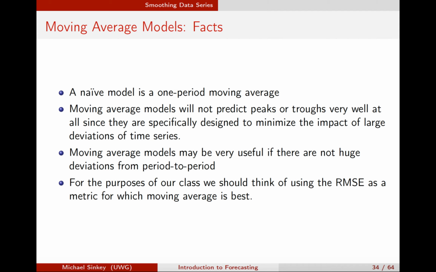And that may be useful if there are not huge deviations from period to period, but it may be less useful if the more recent past is indicative of what the future will look like. So, think of taking it to an extreme. Suppose we used a 20-quarter forecast for Amazon. I don't know, we're now in quarter two of 2020. I don't know how relevant quarter two of 2015 is to quarter one of 2020.